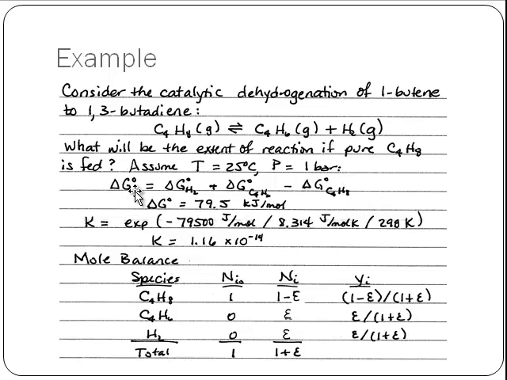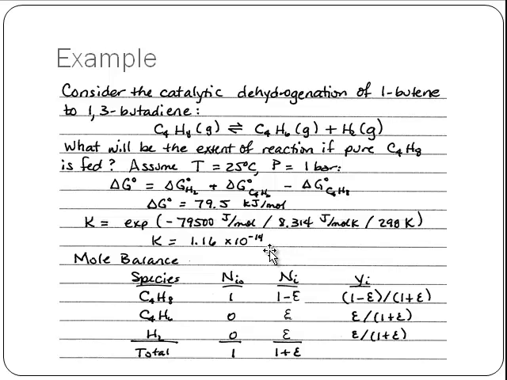And in this case, delta G naught is going to be the Gibbs energy of hydrogen plus butadiene minus butene. Okay, so reactants get subtracted, products are added. I use stoichiometric coefficients. In this case, they all happen to be 1. And using data out of a data table, I came up with 79.5 kilojoules per mole. Now, that means that the K is the exponential of negative delta G divided by R divided by T. And so I have this number for K.